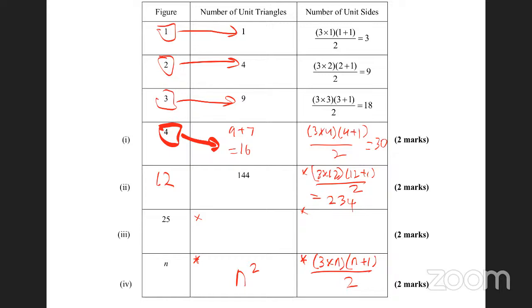Next one, part 3. 625, 25 squared, nice. Which is 625. And the next one is what? 3 by 25 multiplied by 25 plus 1 all over 2. How much is that? 975. Good.